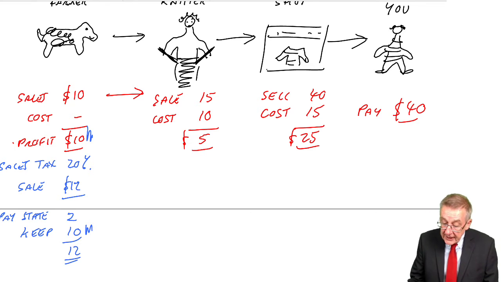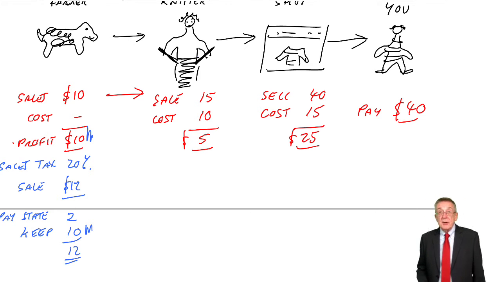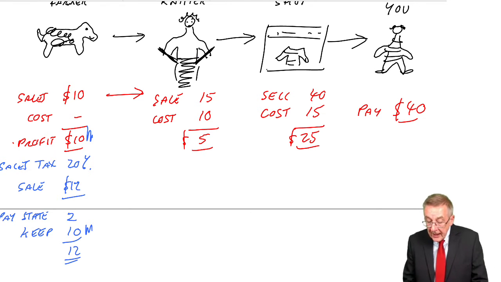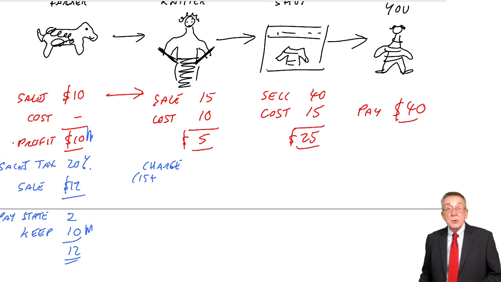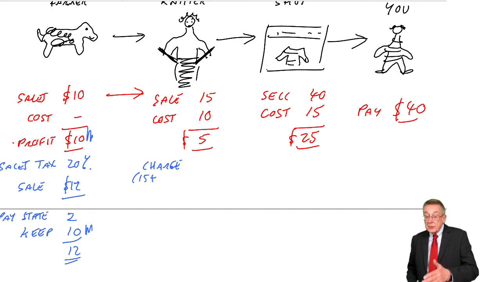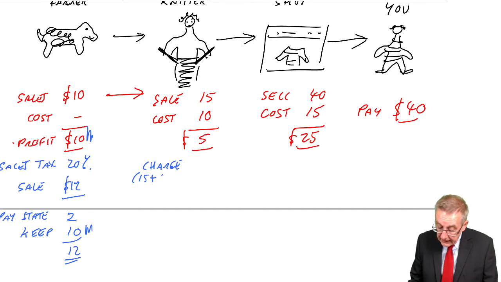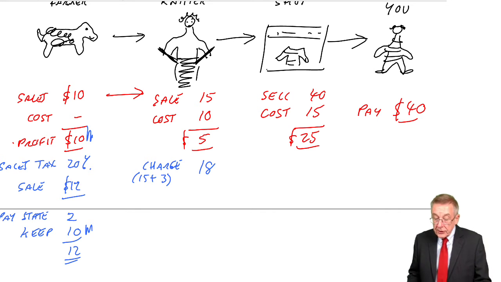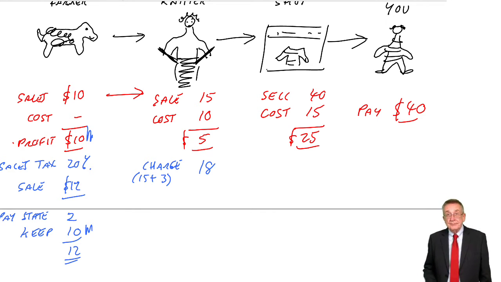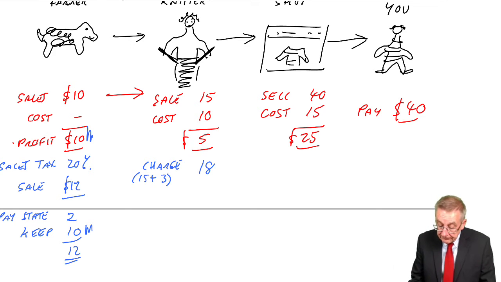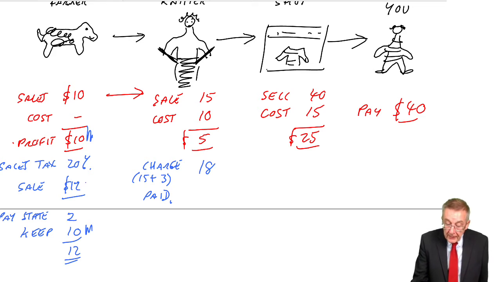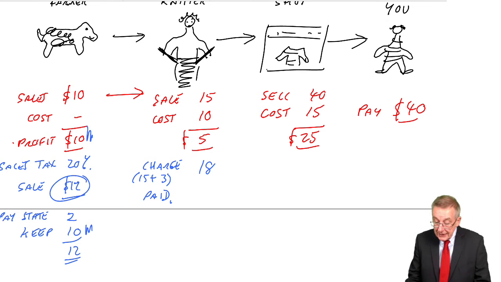What about the knitter? The knitter was going to charge 15. However, they'll now charge 15 plus they have to add on 20% tax. 20% of 15 is 3. So they'll charge the shop $18. How much did they have to pay the farmer? The farmer charged them $12.